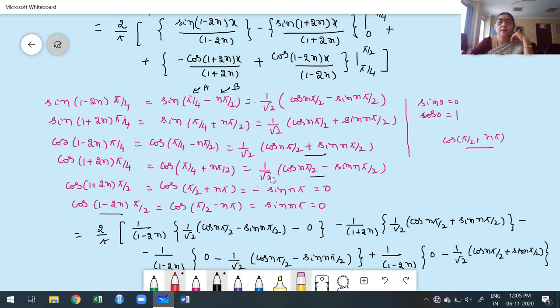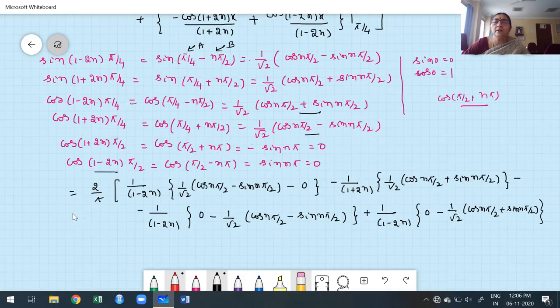And next, plus 1 by 1 minus 2n. The upper limit is 0, because cos of 1 minus 2n into pi by 2 is 0. Minus 1 cos of 1 minus 2n into pi by 4. This is a value we have to substitute. We substituted correctly. This is 1 plus 2n. This is 1 minus 2n. Now this is correct. Substitution is correct.